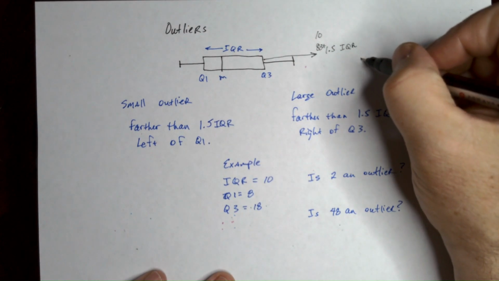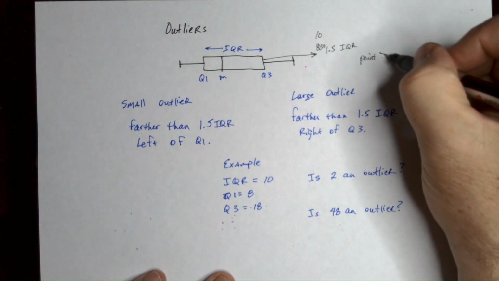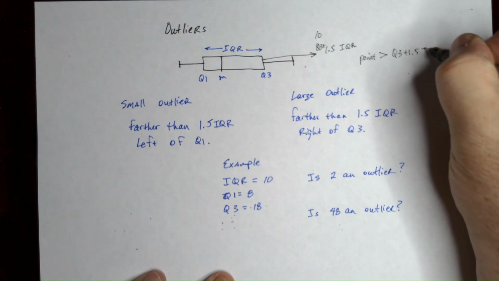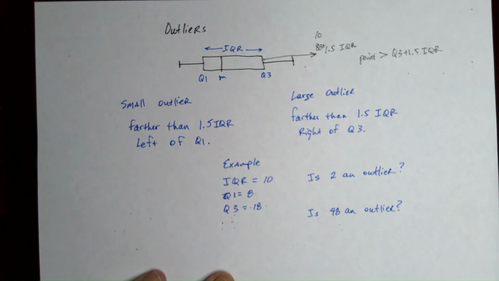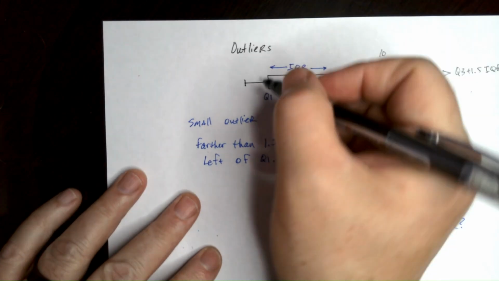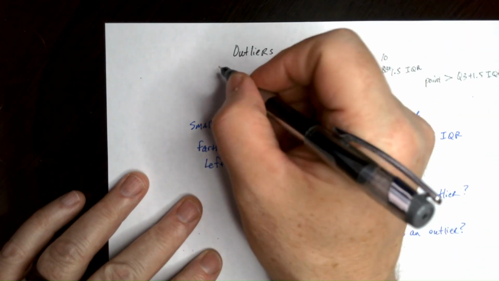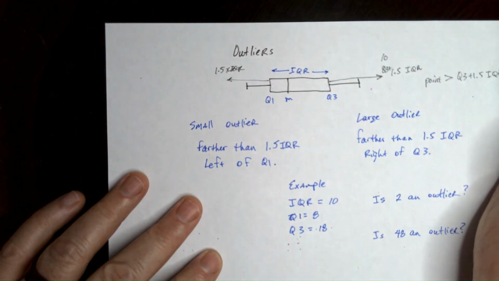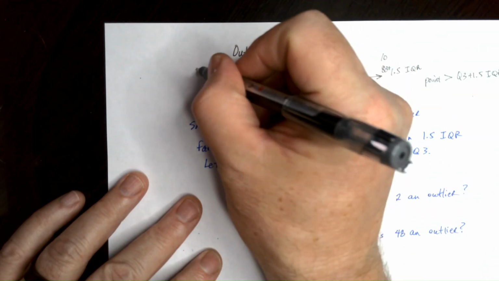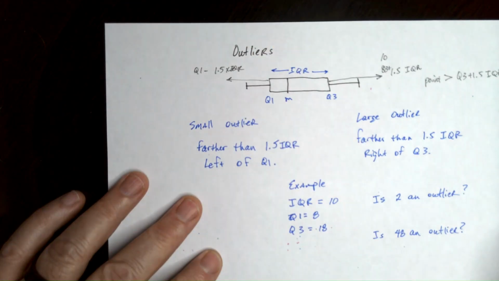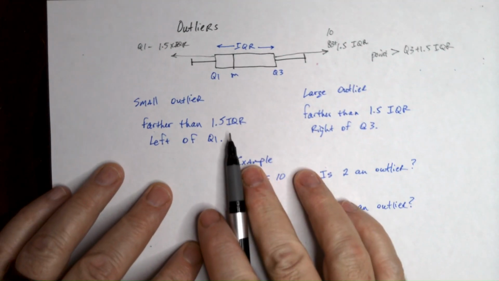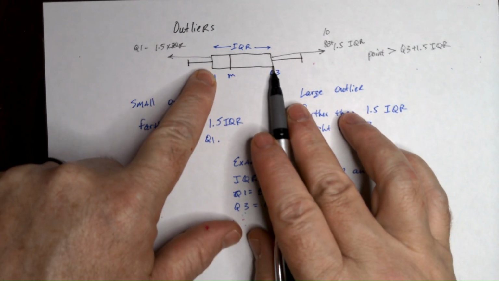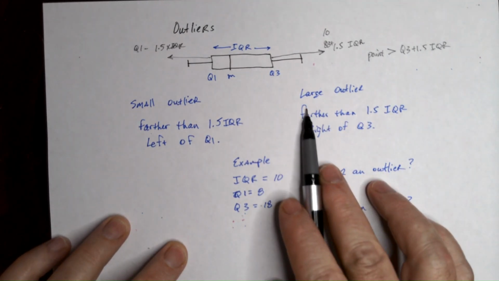So if you have a point and it's more than Q3 plus 1.5 times the interquartile range, it's an outlier. Same thing the other way. If it's farther than 1.5 times the IQR below Q1, then it is an outlier also. So Q1 minus, right? So if it's more than 1.5 times the interquartile range away from either Q1 or Q3, it's an outlier.